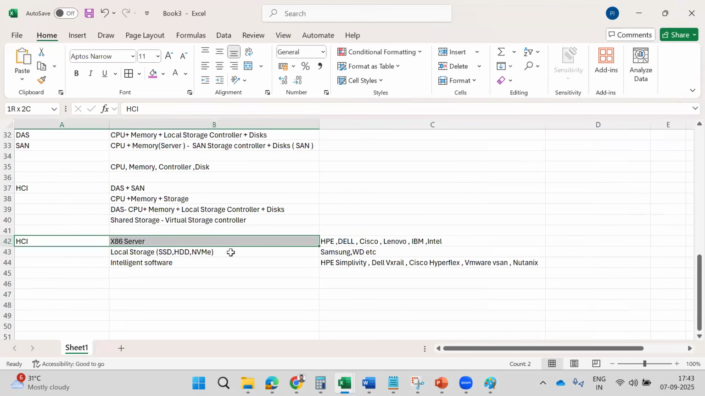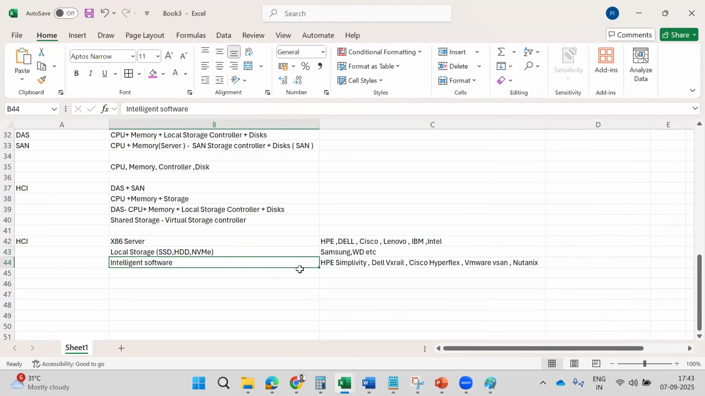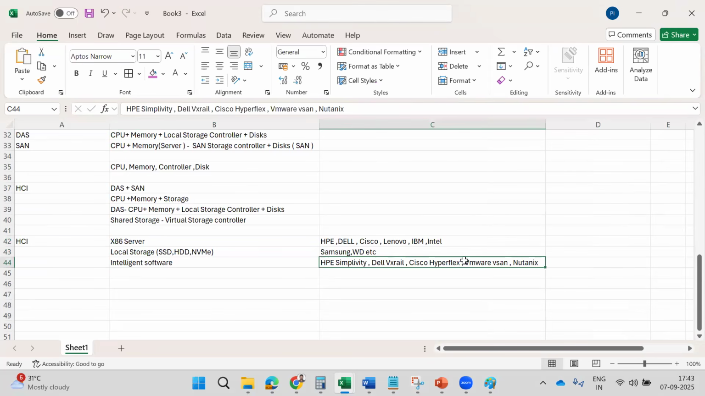Okay. So for HCI, I have three primary requirements. The x86 server, I'll go with any one of these vendors. For local storage, this server comes with Samsung or Intel storage. That's okay. But intelligent software, this is the important area. This is where I need to decide which HCI vendor I'm planning to go with. These are the products from different companies.